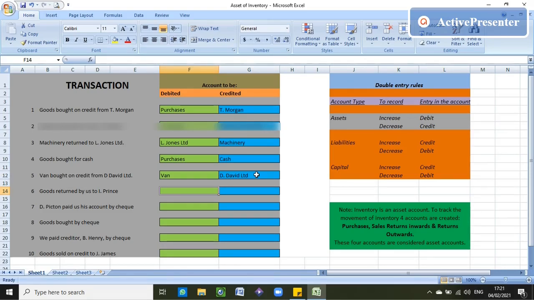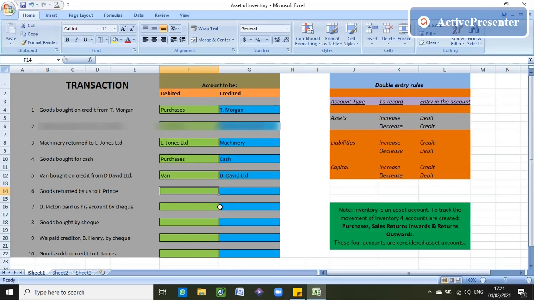Transaction number 6, goods returned by us to I. Prince. So here we see the word goods, so we know automatically that one of these accounts will be affected. What is happening with goods? Well, it's being returned. Returned by whom? By us. So that means that the goods will go out of our establishment. Hence, if it's going outwards, we will use the return outwards.